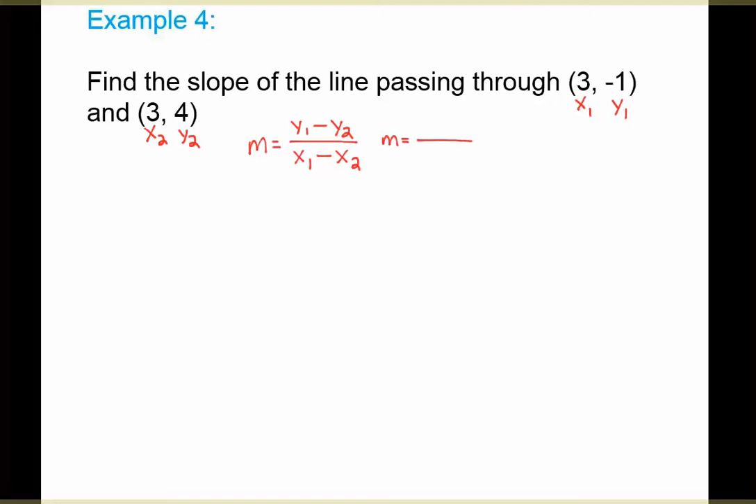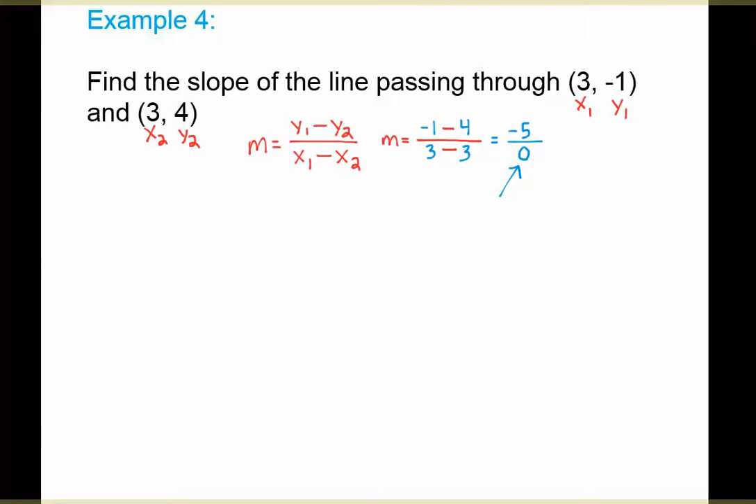Now, a curious thing happens in this one as well, and I just want to see if you're able to interpret it. Okay, my y sub 1 for this one is negative 1. My y sub 2 is 4. My x sub 1 is 3, and my x sub 2 is 3. And when you crunch those numbers, you end up with negative 5 over 0. Now, if you did it the other way, maybe you get positive 5 over 0, but the big thing is 0 is in the denominator.